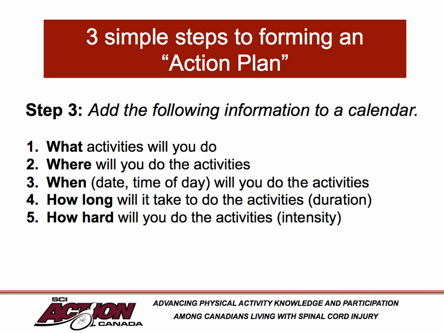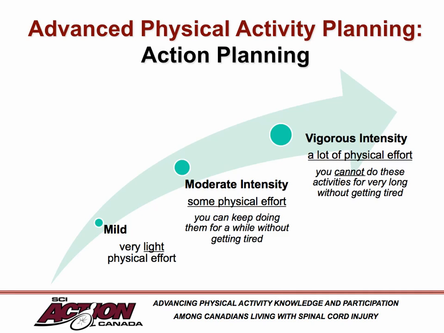The third step to forming an action plan includes specifying details about the what, where, when, and how of the activities, and then adding these details to a calendar. These details include what activities, where they will take place, when they will take place, including both the date and time of day, as well as the duration, or how long, and intensity, or how hard, the activities will be done for. In terms of intensity, you are aiming to have your clients work towards including moderate to vigorous intensity activities into their action plans.